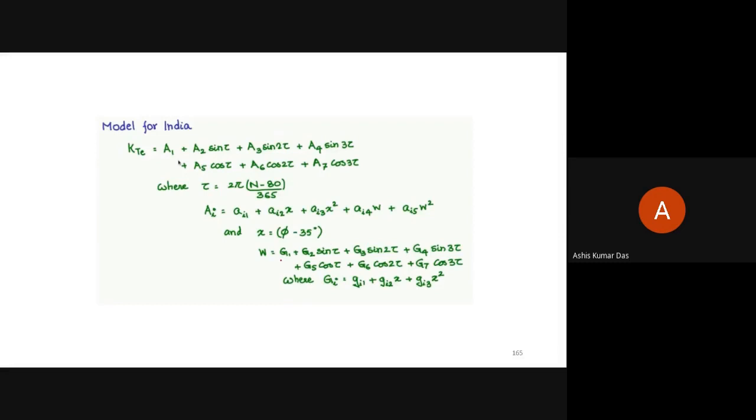And what is this sub Fourier series? This is given in terms of G1 plus G2 sin tau, G3 sin 2 tau, G4 sin 3 tau, G5 cos tau, G6 cos 2 tau, and G7 cos 3 tau. Where Gi is given as Gi1, Gi2 x, this is the coefficient, and Gi3 x squared. And what is x? X is known as the latitude angle. Okay, so this gives us the entire model.